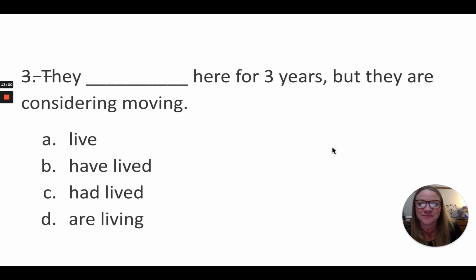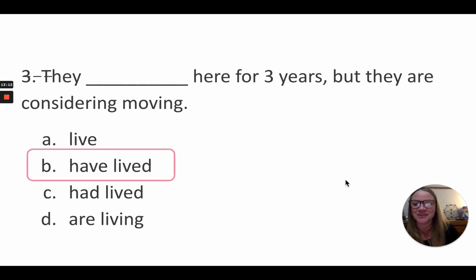Number 3, they have lived here for 3 years, but they are considering moving. For this one, the correct answer is have lived, from the past 3 years ago until now, right? They have lived here from the past until now. It's still happening now, but they are considering moving. So present progressive tells us that they still live here now, but they're thinking about maybe we should move in the future.